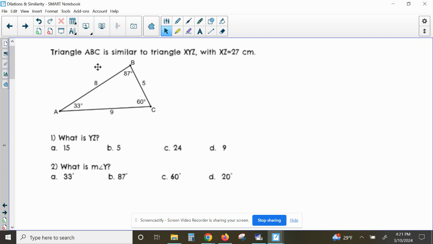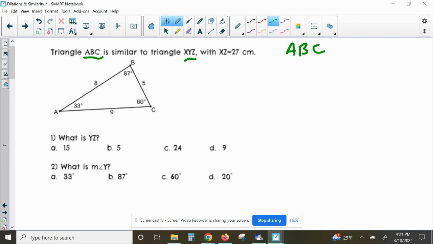Now remember, one of our strategies is to be able to stack our letters on top of each other. So if they say that this one and this one are similar, remember you can stack A, B, C on top of X, Y, Z. So that way you know which corresponding parts match up here. So angle A is the same as X, B is the same as Y, and C is the same as Z. Okay, so I'm going to actually just draw the other triangle next to this one.